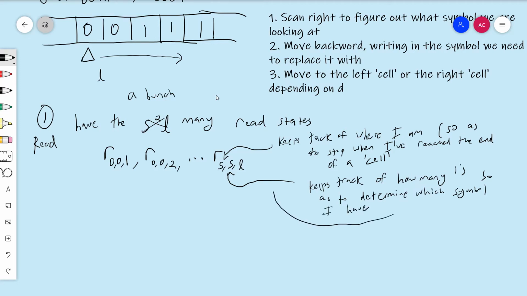And then this keeps track of the state. These are all states, right? But this index is basically here to keep track of which state I'm actually simulating. So that's the idea behind all these states.